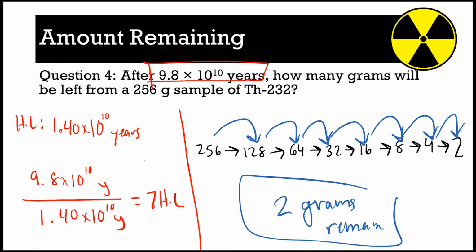Just to backtrack a second, if you're putting this into your calculator with scientific notation and you didn't get 7 half-lives, you need to use parentheses in your calculator. And then just practice with it until you get that. But it's June, so hopefully you have learned how to properly use your calculator for scientific notation.